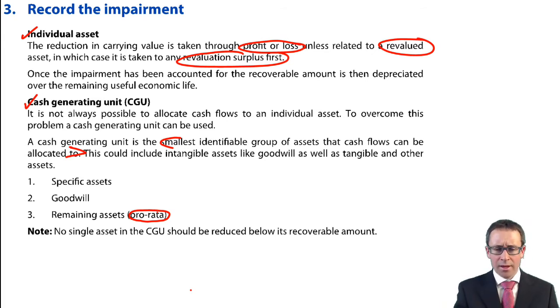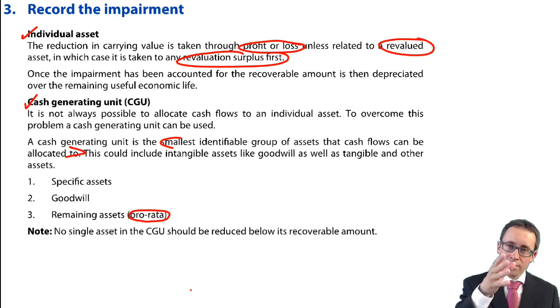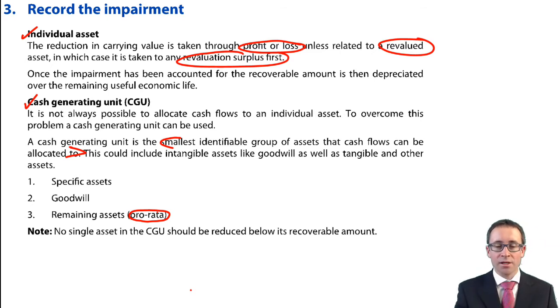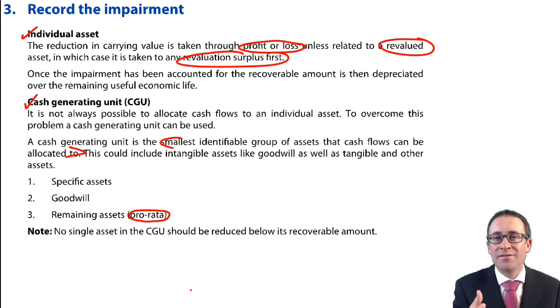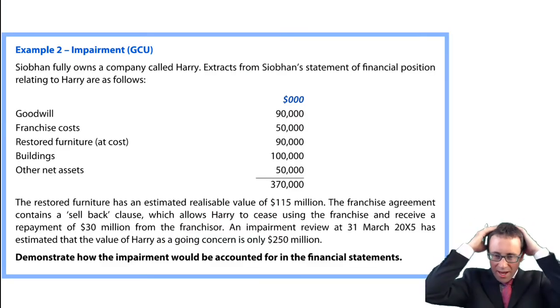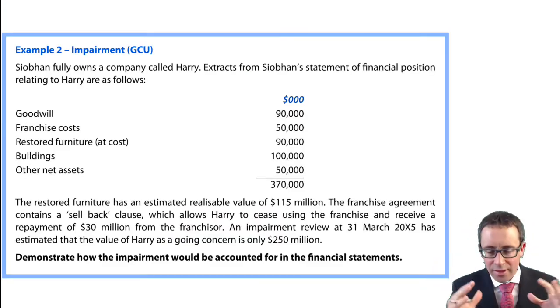A tiny little bit there: we are using the cash generating unit to impair the individual assets, by the specific assets, the goodwill and anything else. Just note, no single asset in the cash generating unit should be reduced below its recoverable amount. So if you know what you can sell it for, then do not reduce it below that value. Essentially it's saying, even though the value of the business is impaired, this specific asset is not impaired. I think this will be one of the more technically difficult challenges that you get within the exam. So let's get thinking.